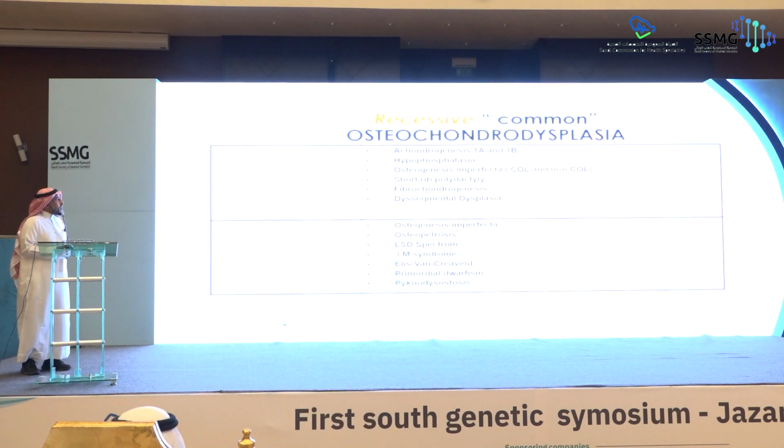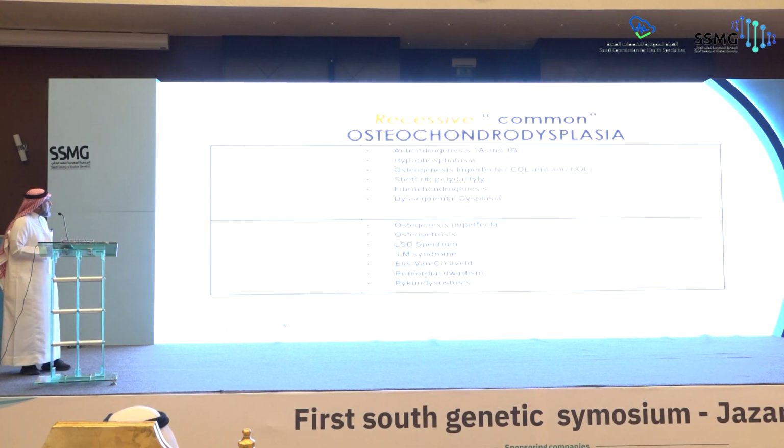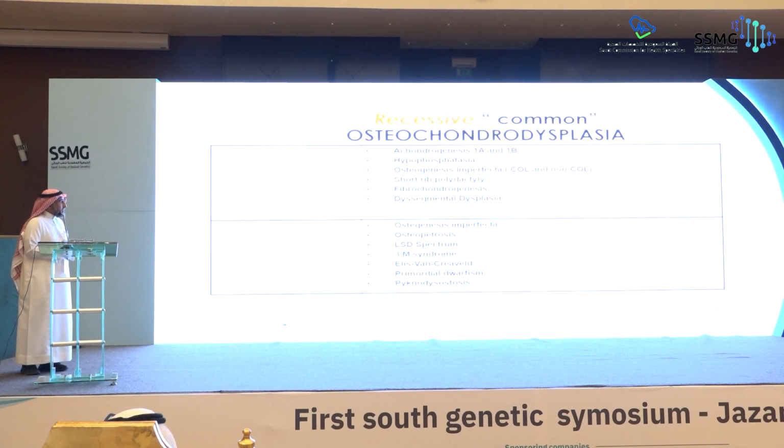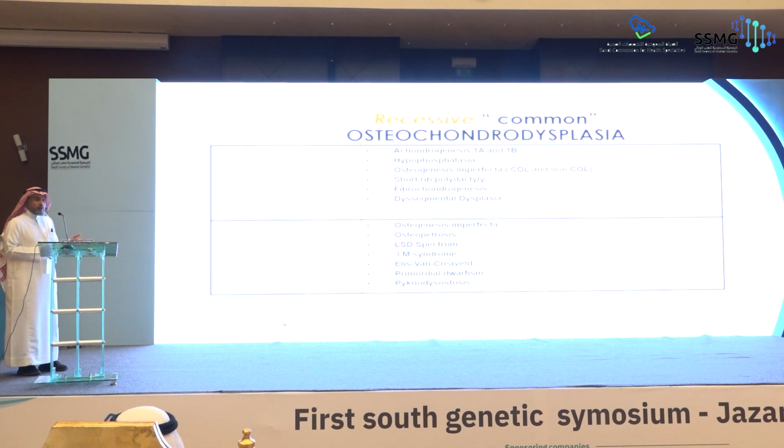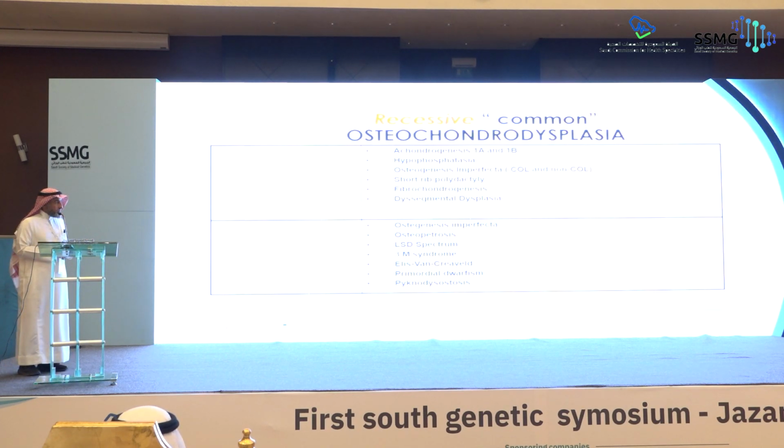So in summary, we have the recessive common ones, being lethal or non-lethal. The recessive common lethal forms are achondrogenesis types A and B, hypophosphatasia, OI, short rib polydactyly, achondrogenesis, and segmental dysostosis. Non-lethal forms: OI again, which is probably amenable to treatment, osteopetrosis, and a spectrum of lysosomal disorders.